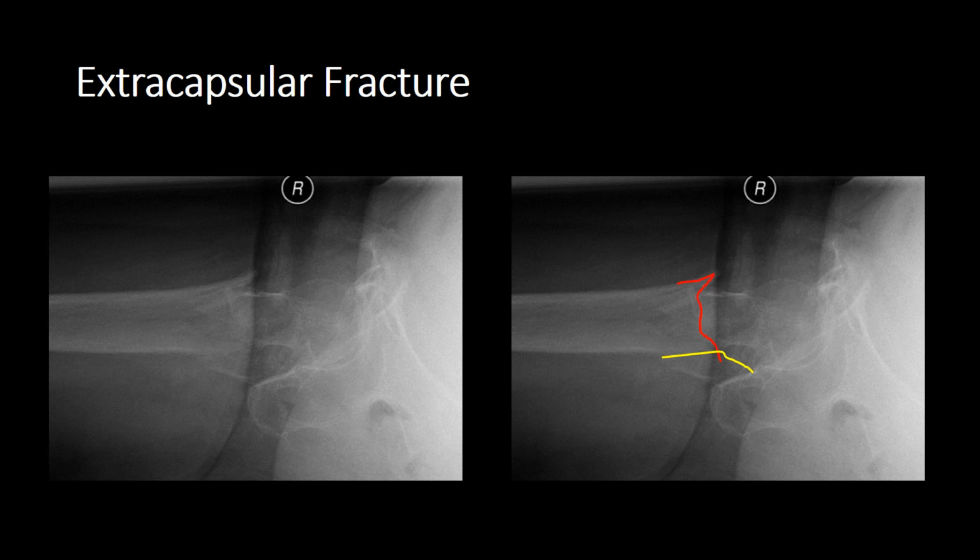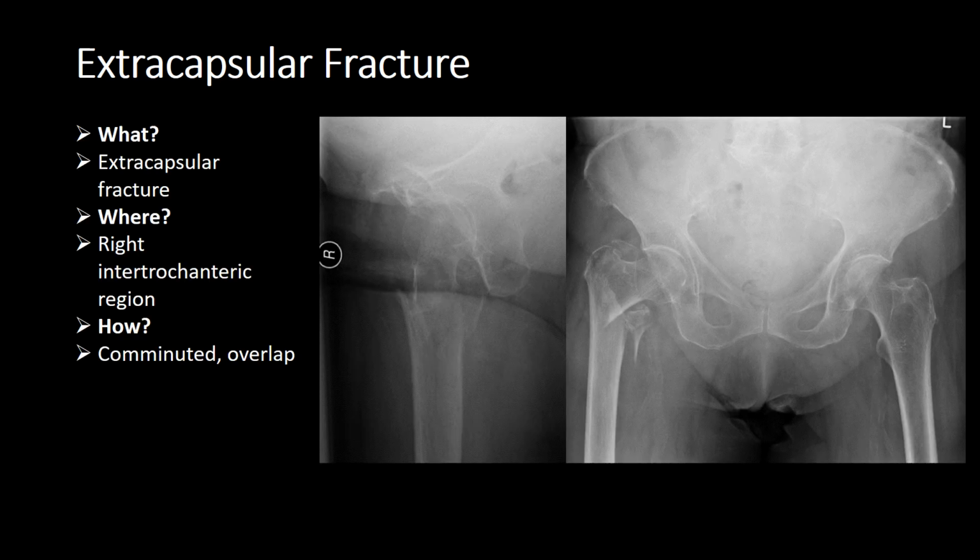And now the lateral view, here we can see quite clearly that there is quite significant overlap. So here's your femoral neck, and this is the portion of the greater trochanter, and we can see that there's actually been a bit of overlap through here, which was identified on the AP film as well. So what is it? It's an extracapsular fracture where it's the right intertrochanteric region, how comminuted with overlap.